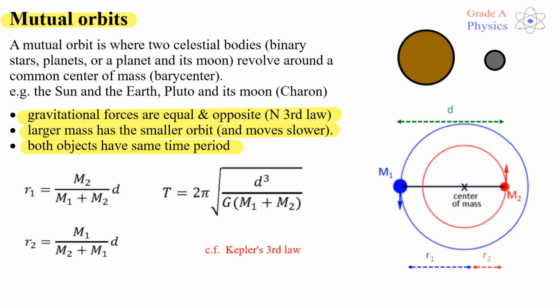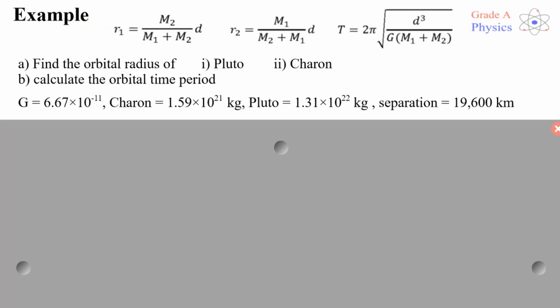Let's have a look at a calculation, and hopefully that will give you a better understanding. We're going to look at Pluto and its moon. We're going to find the orbital radius first of all, and then we're going to calculate the orbital time period. We're given big G, we're given the mass of Charon and Pluto, and the separation. Remember, that's between the two centres of mass.